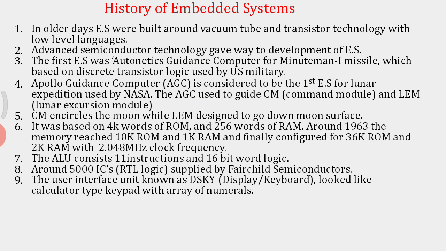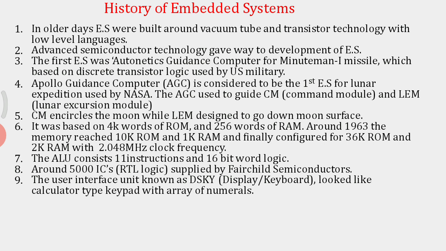The sixth point is that the Apollo Guidance Computer was based on 4 kilowords of ROM and 256 words of RAM. Around 1963, the memory reached 10 kilowords of ROM and 1 kiloword of RAM. And again it was developed and finally configured for 36K ROM and 2 kilowords of RAM with a 2.048 megahertz clock frequency.